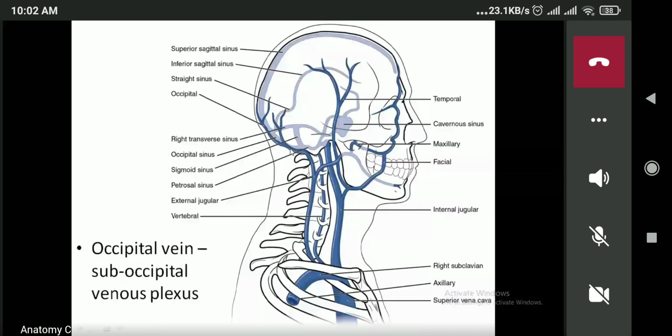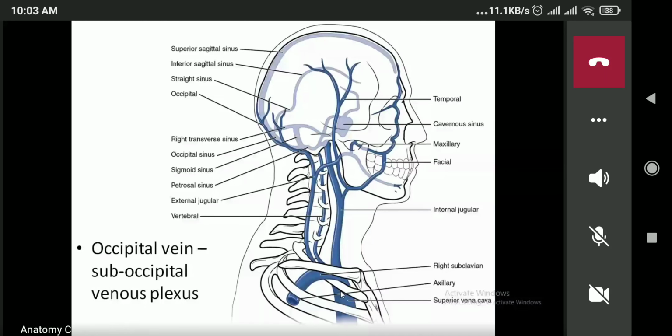See here in this diagram also, this is the internal jugular vein and this is the external jugular vein. The external jugular vein is formed by the union of the posterior auricular vein with the posterior division of the retromandibular vein. The external jugular vein drains into the subclavian vein, and we know the subclavian vein and internal jugular vein unite to form the brachiocephalic vein. The right and left brachiocephalic veins unite to form the superior vena cava, and from there into the right atrium of the heart. That is how the veins drain finally into the right atrium of the heart.